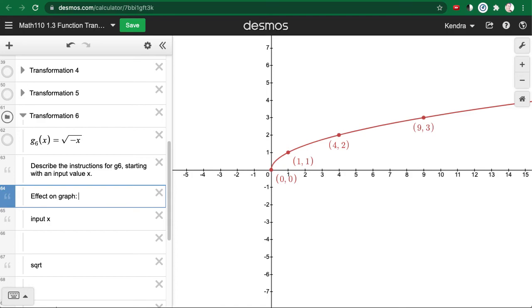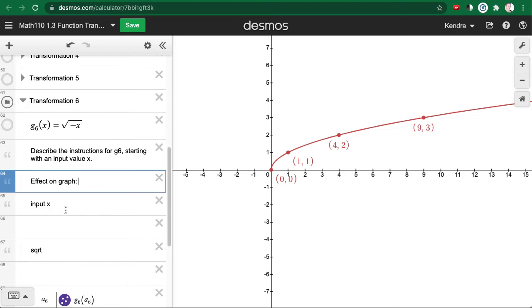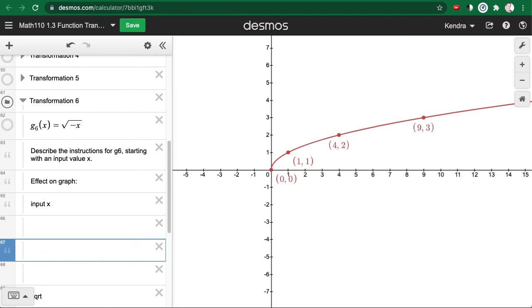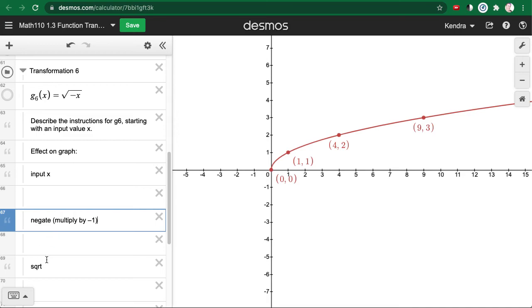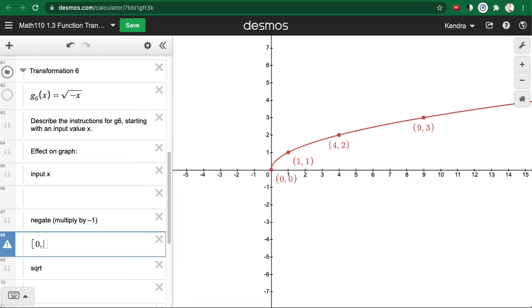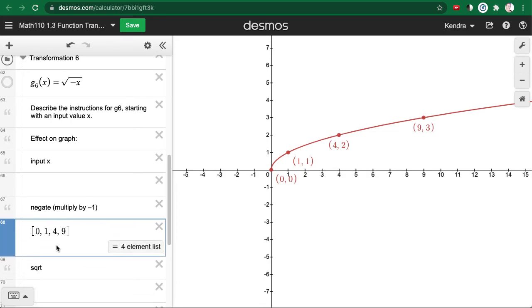Okay, and let's just prepare for that. I input x, oops, I missed one. So input x, and then I'm going to negate or multiply by -1, and then I'm going to square root. So this is the part where I actually want to put in that 0, 1, 4, and 9. I want to apply those key input values to the square root function. So that means I need to go back up here to figure out what my inputs are.